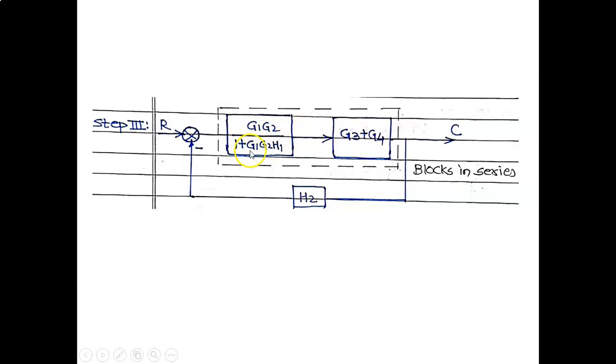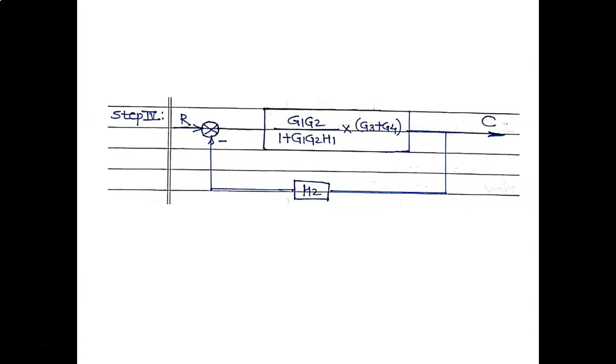Therefore, G1 G2 divided by 1 plus G1 G2 H1, and this G3 plus G4, and this signal H2 will be there. Now, again, these two blocks are in series. Therefore, they will get multiplied with each other. Therefore, we have to multiply, that is G1 G2 into G3 plus G4 divided by 1 plus G1 G2 H1. And this takeoff point is there. Because of this takeoff point or this feedback signal H2, this is going to form minor feedback loop. Therefore, we will solve this minor feedback loop.